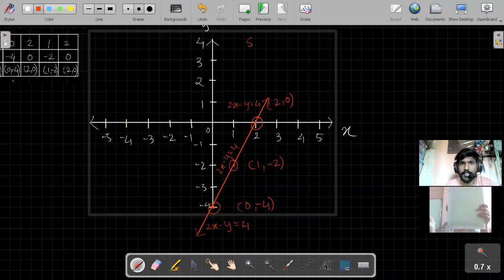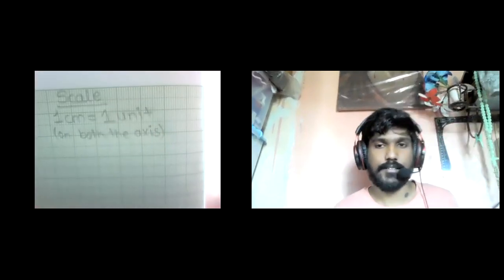And also don't forget to write a scale. I have taken 2 centimeters, so I will write 2 centimeter equal to 1 unit. You have taken 1 centimeter, so you write 1 centimeter is equal to 1 unit, on both axes. Both, B-O-T-H. Axes, A-X-I-S. On both the axes, you have taken 1 centimeter, right? Yeah, correct.